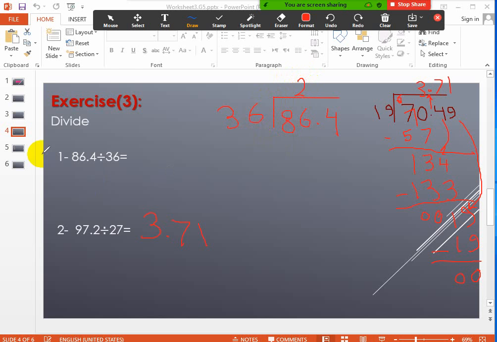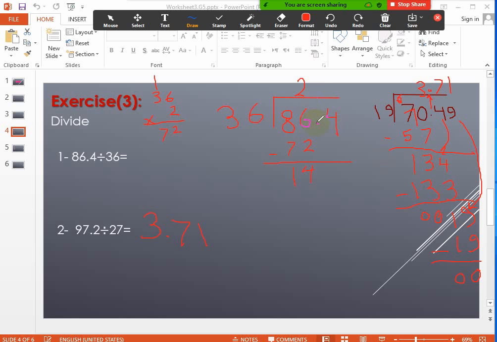2 multiply 6, 36. Let's multiply it here. 36 multiply 2. 2 multiply 6, 12. Very good. 2 multiply 3. Very good. Plus 1. Excellent. 72. Now I will subtract 6 minus 2. Very good. 8 minus 7. Very good. Thank you, Sheikha.